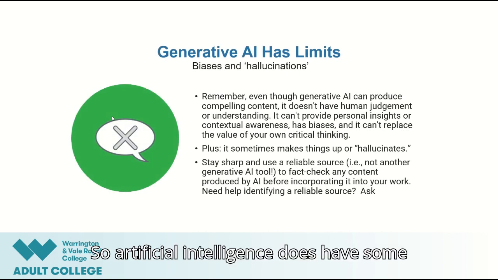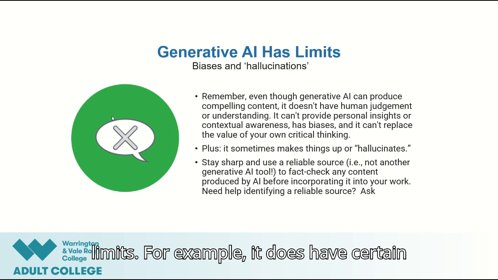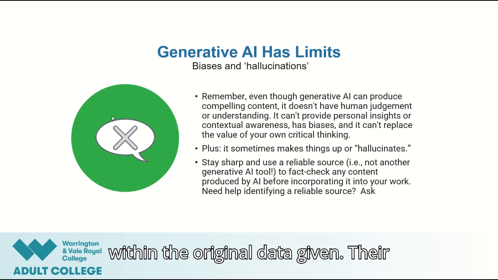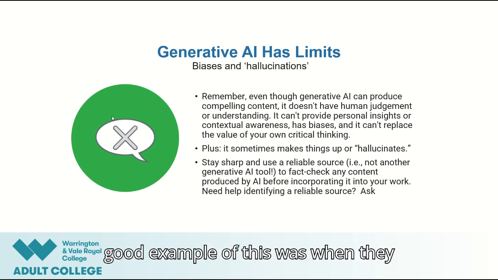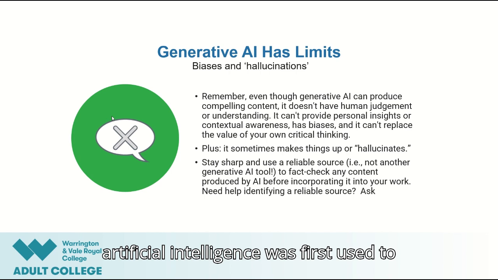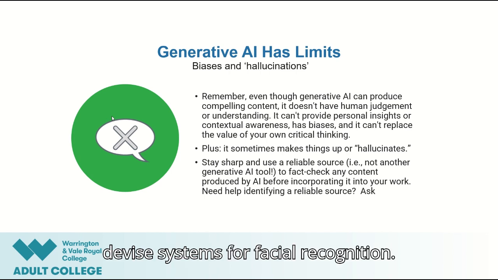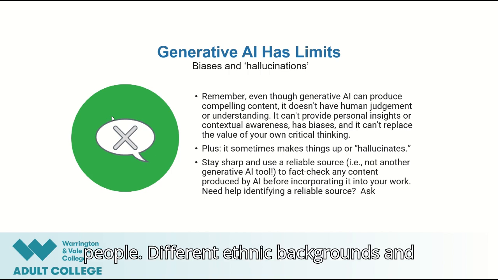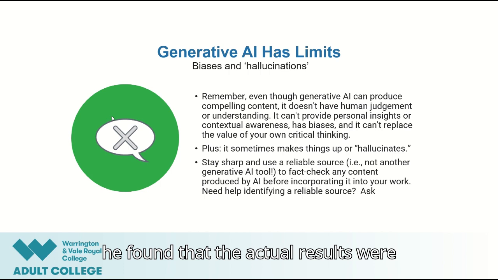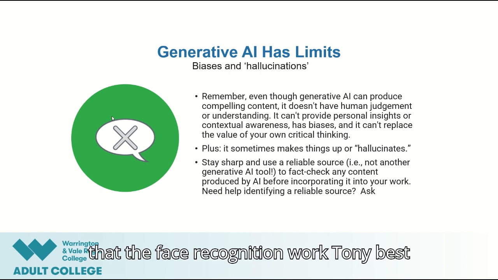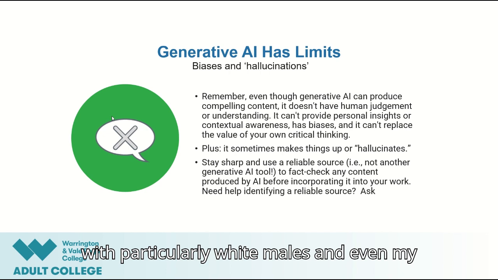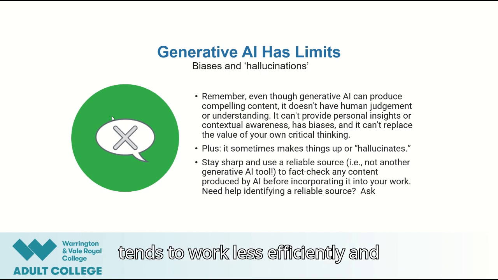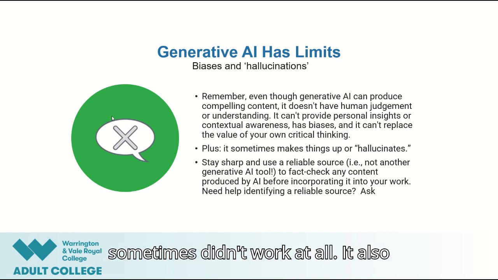So artificial intelligence does have some limits. For example, it does have certain biases, which are the biases it finds within the original data it's given. A good example of this was when artificial intelligence was first used to devise systems for facial recognition. There wasn't enough emphasis put on people from different ethnic backgrounds, and they found that the actual results were that the facial recognition worked best with particularly white males, and even white females had some difficulties, where people from any ethnic background, it tended to work less efficiently and sometimes didn't work at all.